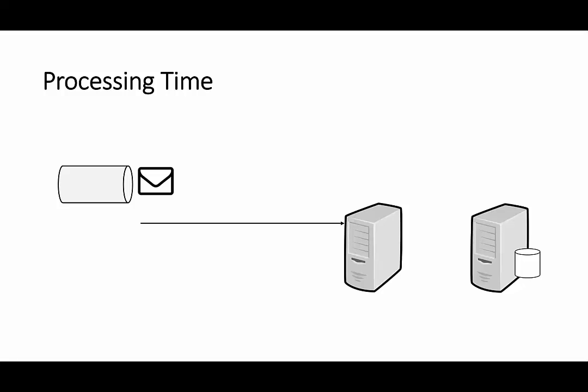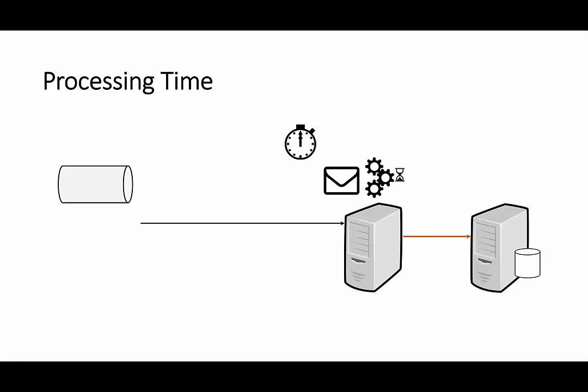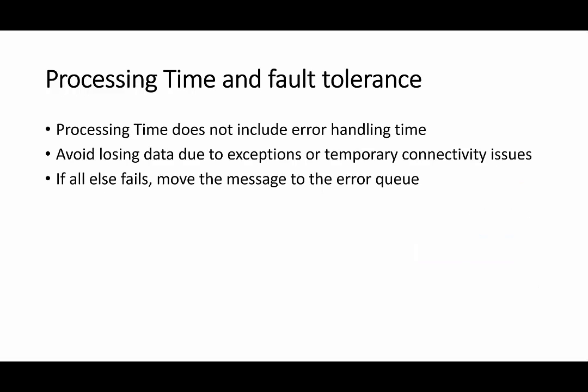Let's look at how we measure processing time. Processing time is the time it takes for an endpoint to process a message once the message has been taken off the queue. This excludes all dequeue operation time, meaning that the counter starts once a message has been dequeued, deserialized, and handed over to the handler code. Once the handler completes the execution of the code and returns, the processing time counter is stopped. Processing time does not include error handling or retry times.